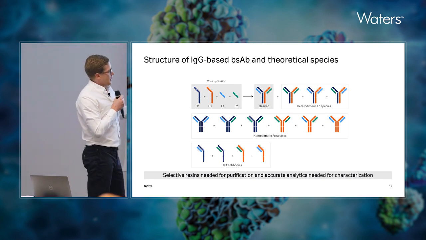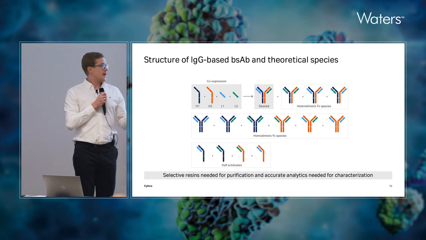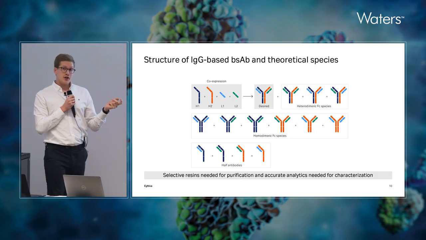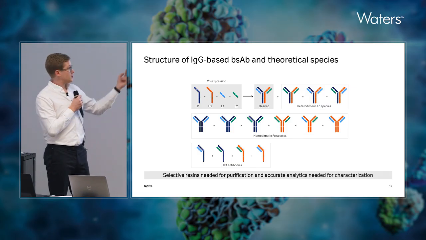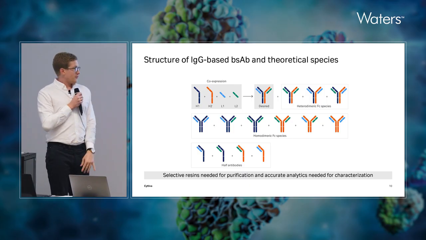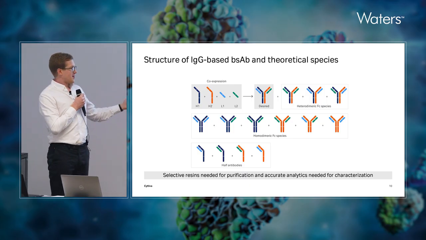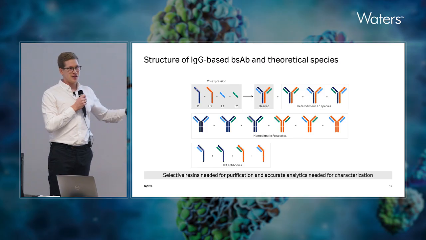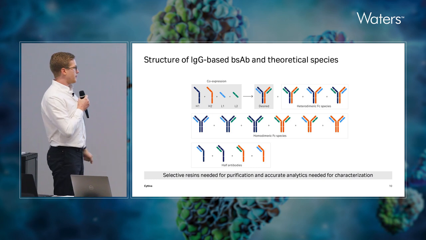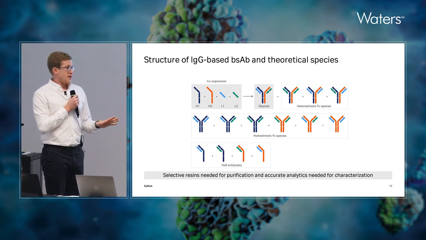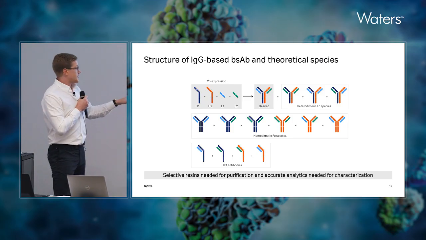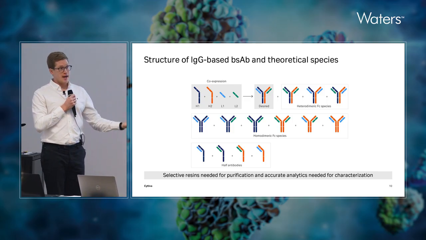We can have the heterodimeric Fc species. So these have the correct blue and orange heavy chains, but the light chains are swapped. We can also have homodimeric species. So these have the same heavy chain, so it's blue-blue, orange-orange, and then different light chains. And then we can also have half antibodies. And of course, we will have aggregates, and we will have smaller fragments. So you can envision that we will have a lot of different impurities that we normally don't see with a traditional mAb. This places a high demand on both manufacturing, but also analytics. So to purify them, we need selective resins, and to analyze them, we need accurate analytics.